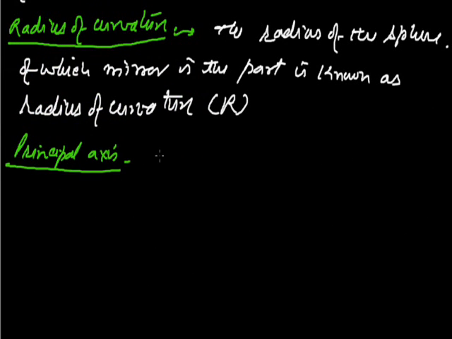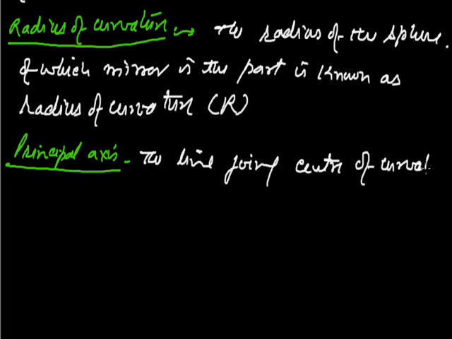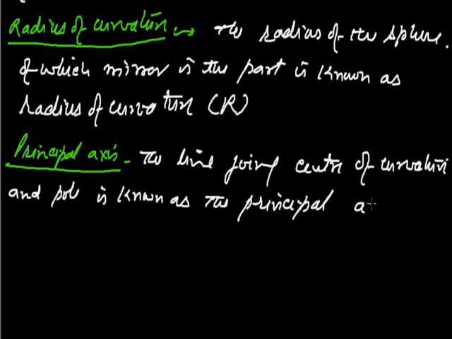Now the principal axis. The line joining the center of curvature and the pole is known as the principal axis.